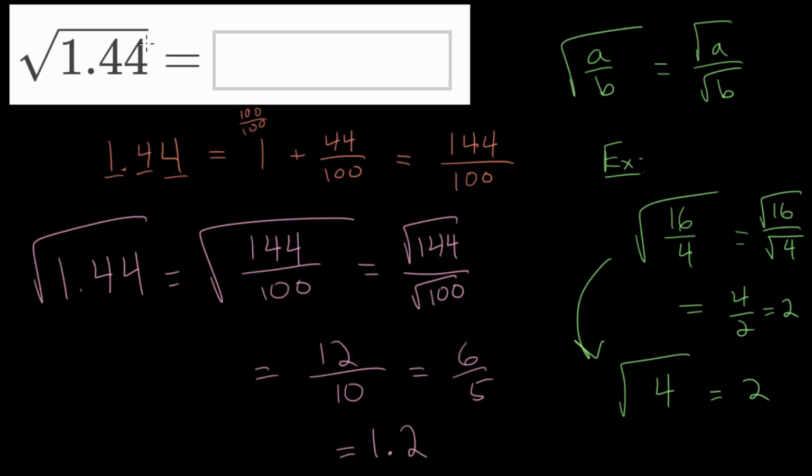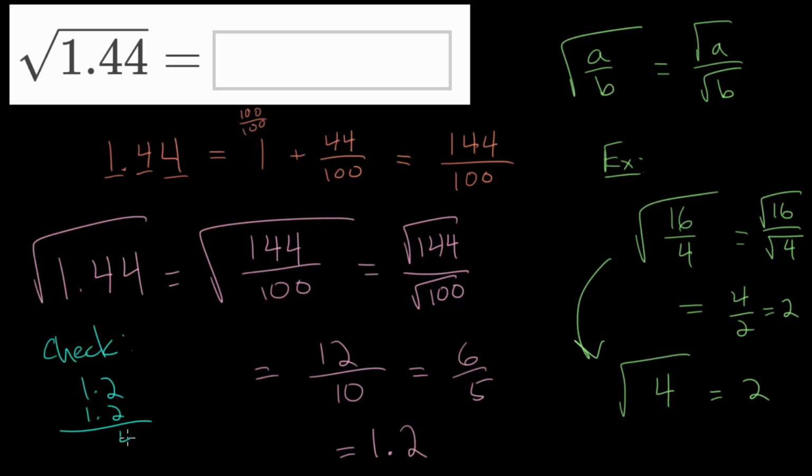And the nice thing about a question like this is that it's fairly straightforward to check, since we're asking ourselves which number, when multiplied by itself, gives us 1.44. And we think it's 1.2. But to check this, we just need to actually multiply it by itself. We're multiplying decimals, so we'll ignore the decimals for now and move our decimal place at the end.